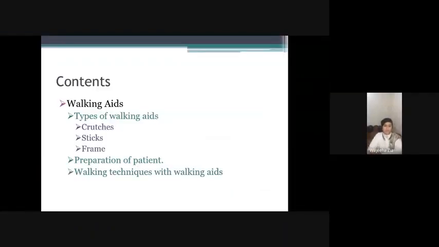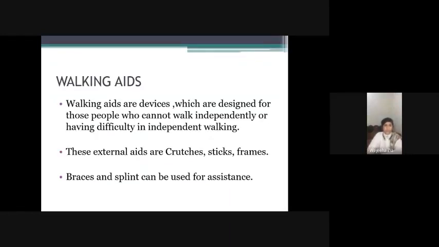Walking aids. In this, I told you about different types of walking aids, then how you can prepare the patient, and different walking techniques. So walking aids are devices which are designed for those patients who are not able to move independently. So these walking aids help them to move.